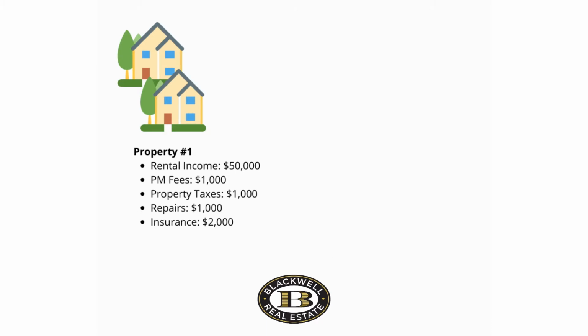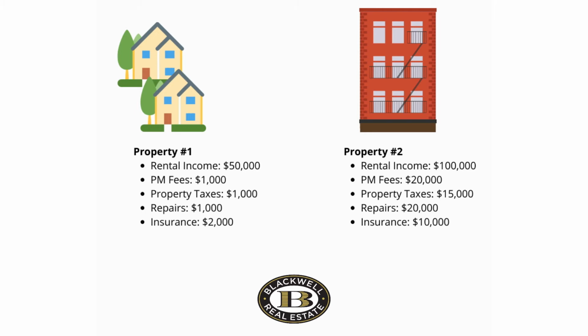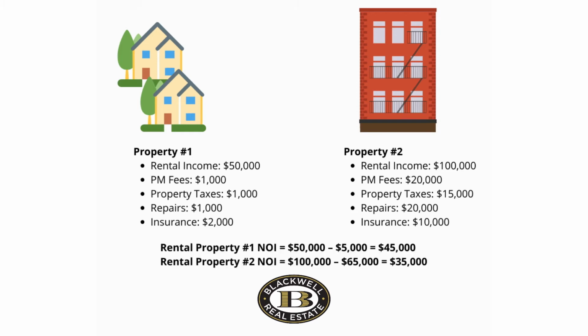Let's look at an example. Rental property number 1 has a rental income of $50,000 and operating expenses that add up to $5,000. Property number 2 has a rental income of $100,000 and operating expenses that add up to $65,000. Plugging these numbers into our formula, we see that rental property number 1 has an NOI of $45,000, while rental property number 2 has an NOI of $35,000. As you can see, while the second investment property generates more rental income during the year, it also has more operating expenses than the first.